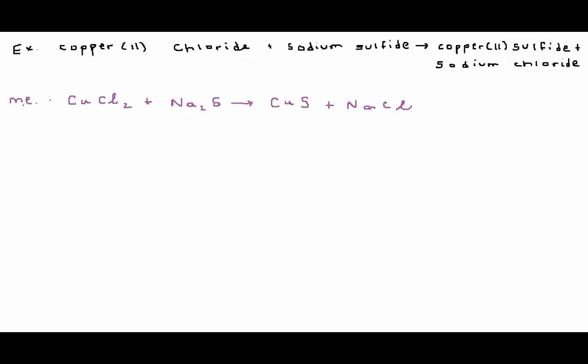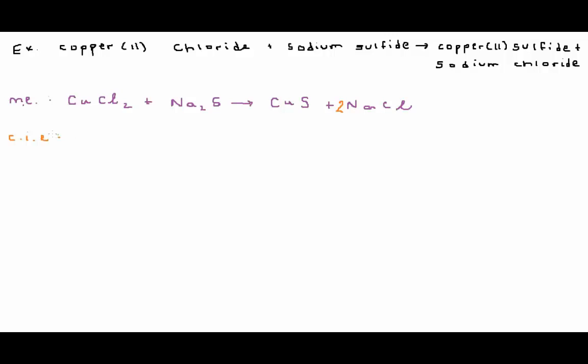Before I do anything else, I simply need to balance. So I have 2 chlorides here, so I need to put a 2 in front of sodium chloride, and now I'm actually balanced. All right, the next type of reaction that it asks for is a complete ionic equation.